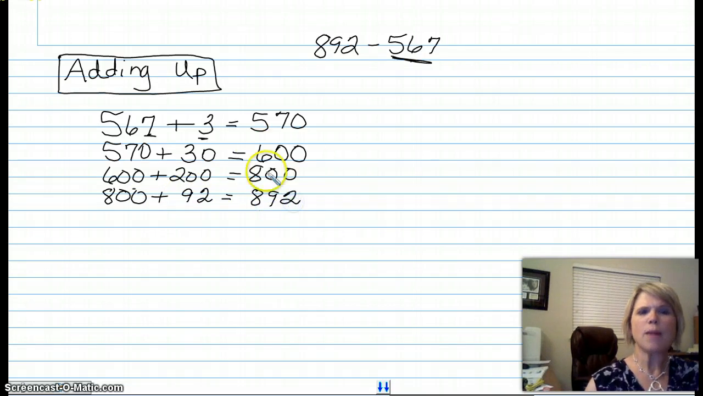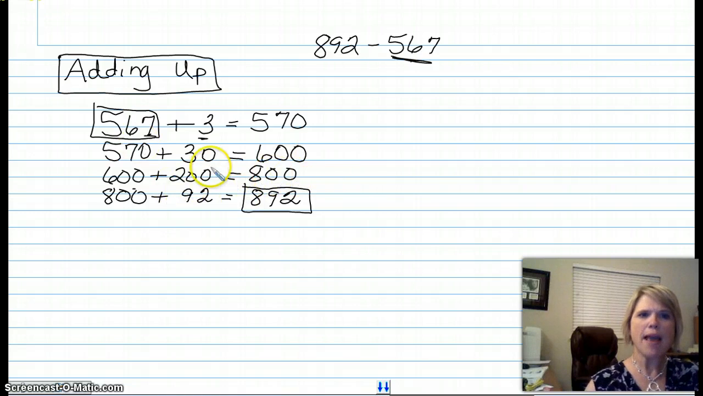Can you guess where my answer is for this problem? I started at 567, and I went to 892. I want to know what my answer is. How many steps it took to go from 567 to 892. Pause if you need think time. Okay? Because I'm about to give the answer. Here is where it is.